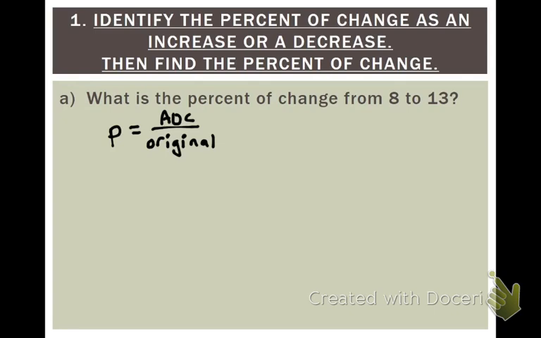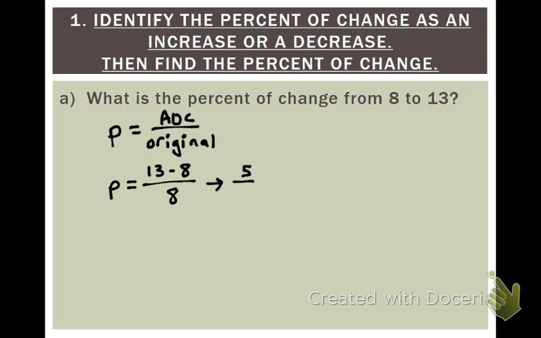So what am I subtracting? Okay? Always put the big number first, okay, because I don't need to have a negative. I just want to know how much change there was. So there, I had 13, I have 8, okay? Over the original, what was the original amount that I had? 8. The original, this is what it says. What is the percent of change from 8 to 13? So what did I have originally? 8, okay? So what's 13 minus 8?